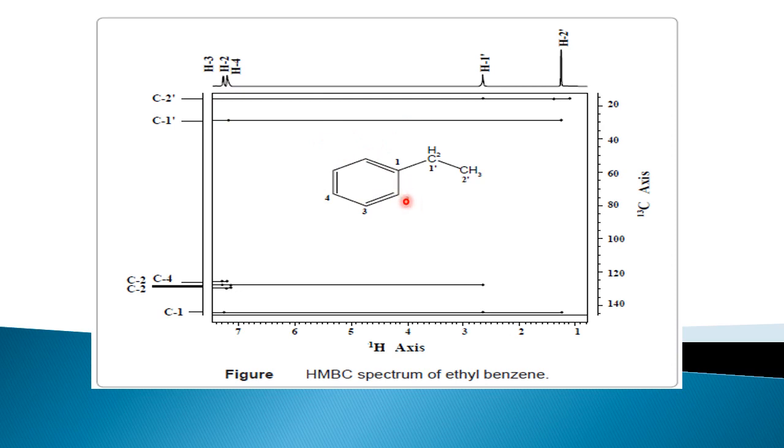These aromatic protons show connectivity with the carbons in the ring, with the aromatic carbons. So in this way, the HMBC spectrum shows how the protons are connected with the carbons through 2 or 3 bond separation.